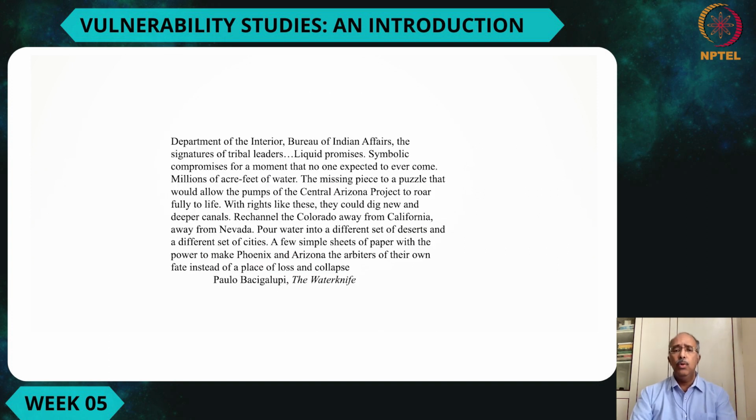Here is another example from Paolo Bacigalupi's novel, The Water Knife. This novel is about the control and privatization of water in the United States set sometime in the future. And here, if you look at the description, the Native Americans who had control over the waters have signed over their rights, millions of acre feet of water. They dig deeper canals, rechannel the Colorado away from California, pour water into a different set of deserts and a different set of cities. A few simple sheets of paper with the power to make Phoenix and Arizona the arbiters of their own fate instead of a place of loss and collapse. So what you're seeing here is a total control over natural resources.